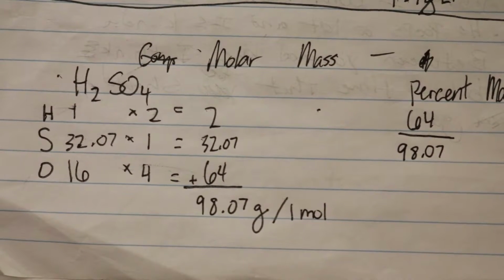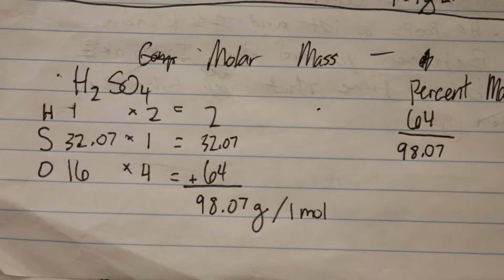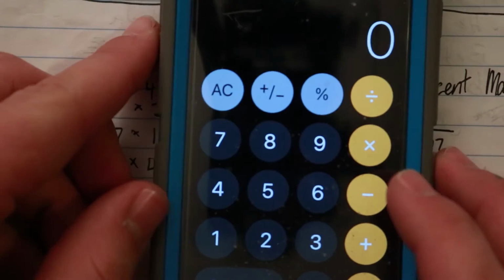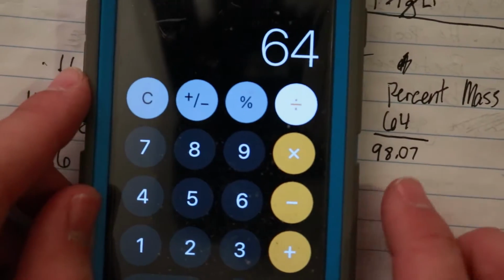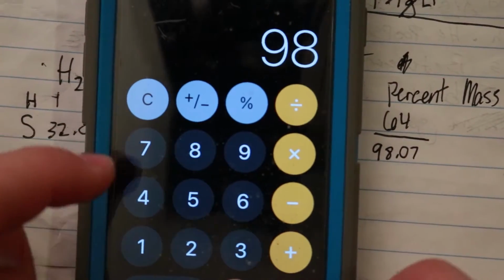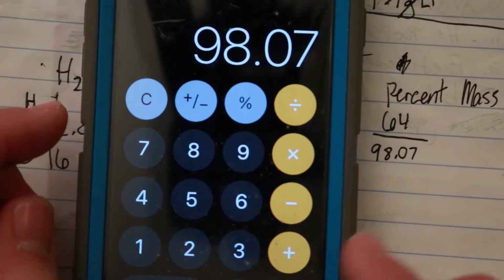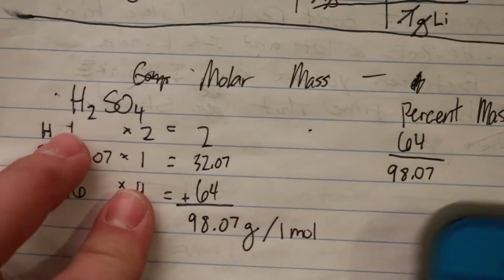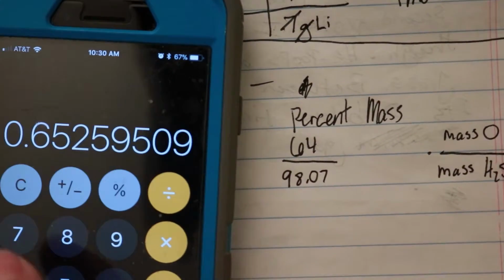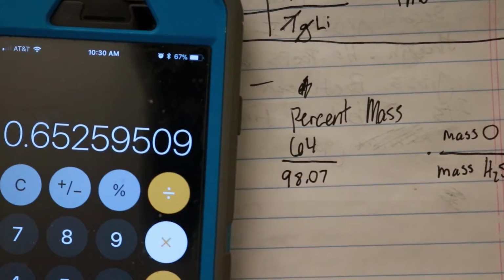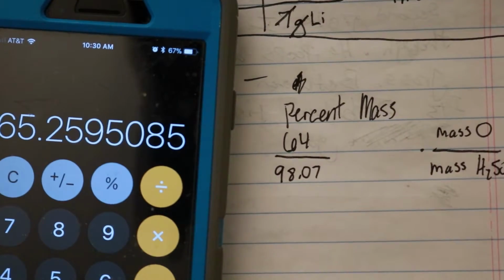I'm just going to use my phone calculator really quick. So I'll take 64 divided by 98.07, and I get this 65 number. So when I look at this number, I just move the decimal place in my head, but you can multiply times 100, and that's going to give you your percent.